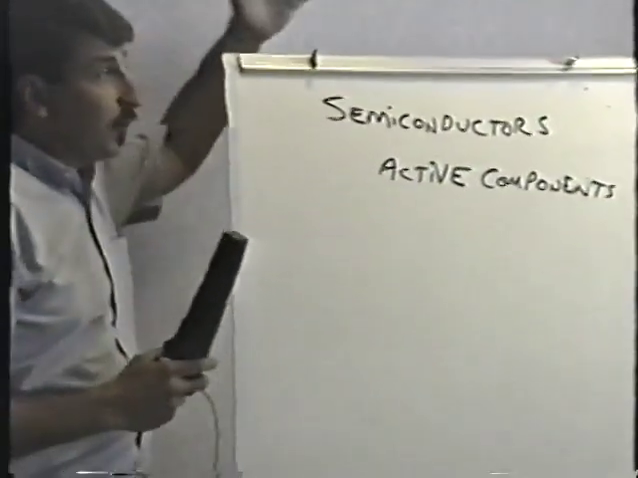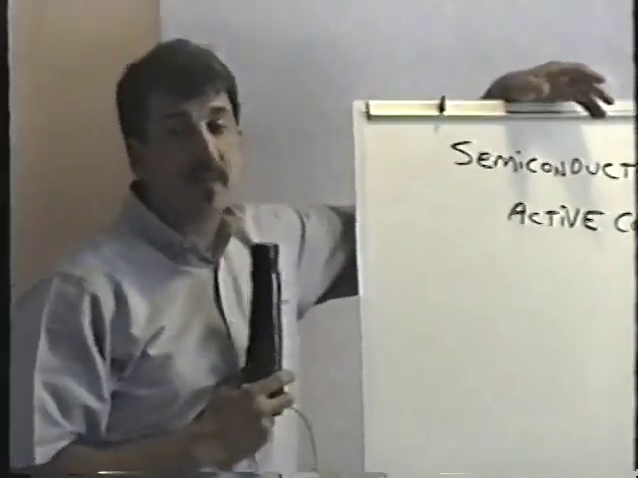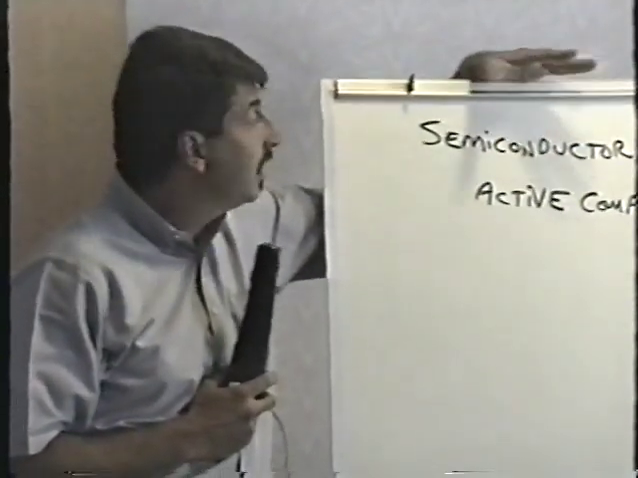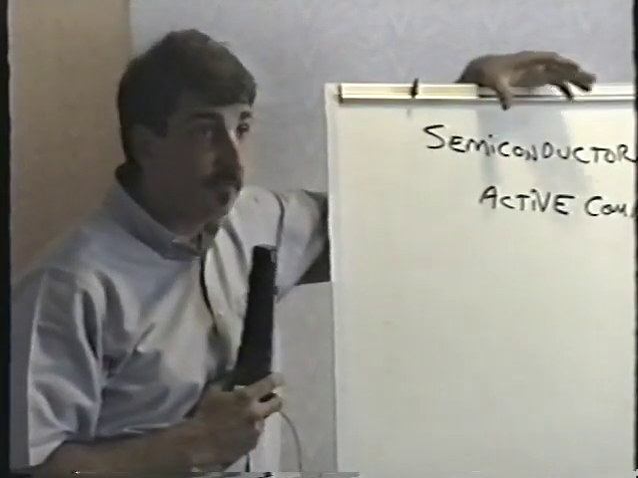This is different than a resistor. A resistor is what we call a passive component. A resistor just sits there and resists. It doesn't actually switch on and off or anything, whereas a diode and a transistor will.